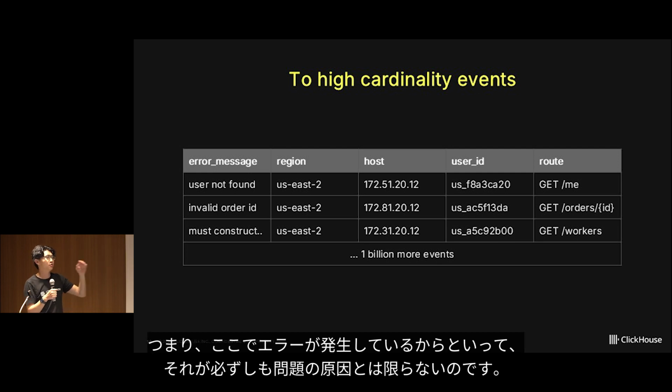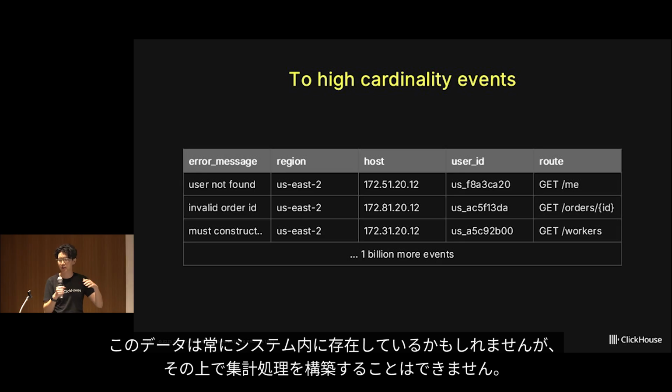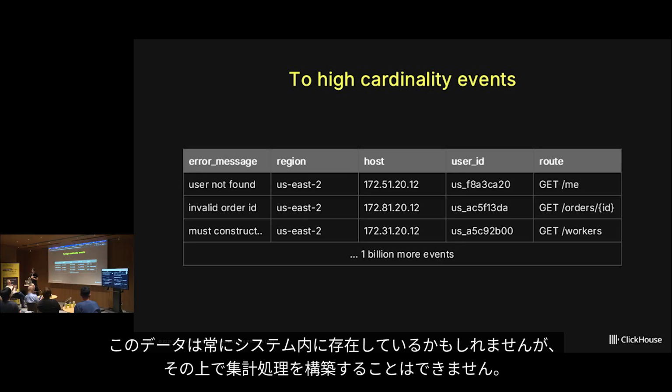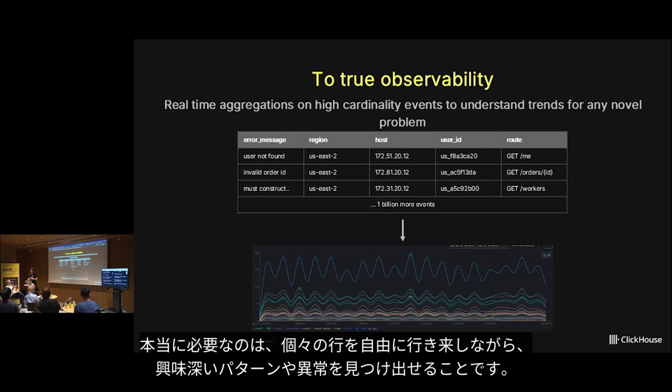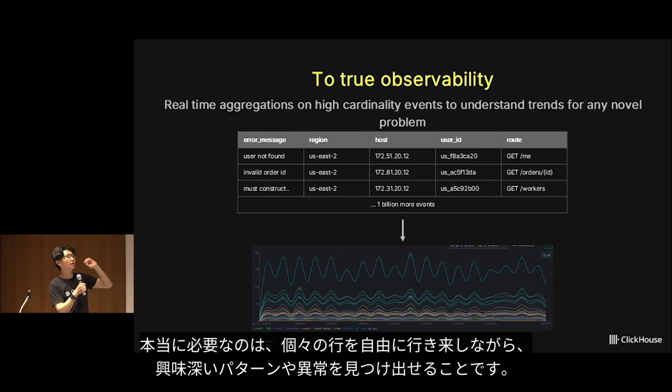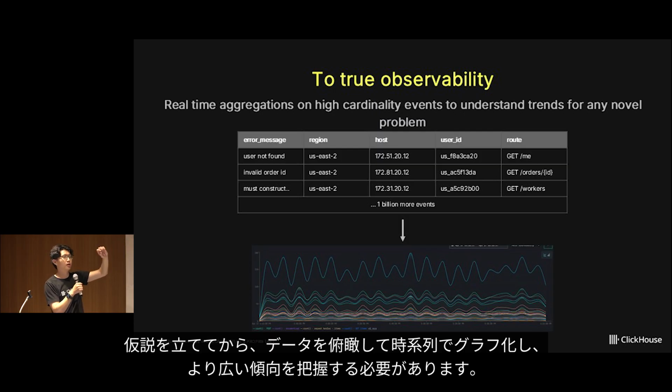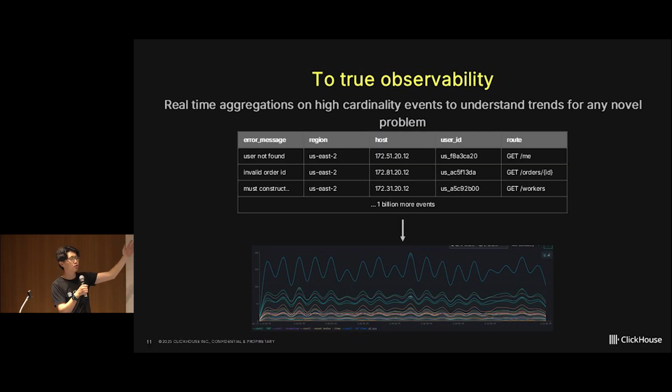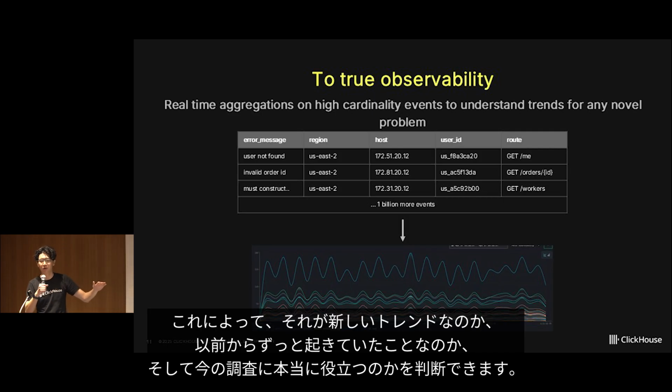So just because an error is occurring here doesn't mean that it's actually concerning. Maybe it just always exists in the system, but you can't actually build aggregations on top of this data. What you really need is the ability to seamlessly move between the individual rows to find some sort of interesting hypothesis, and then zooming out and graphing that out over time to see whether that's a novel trend that's been happening or something that's been happening the entire time and isn't new and useful to your current investigation.